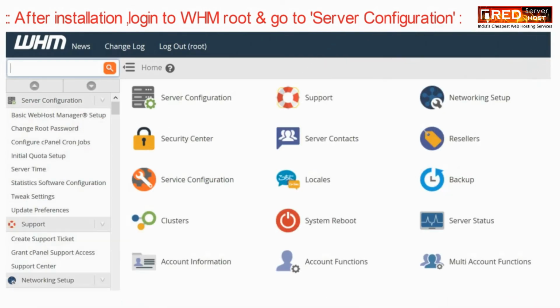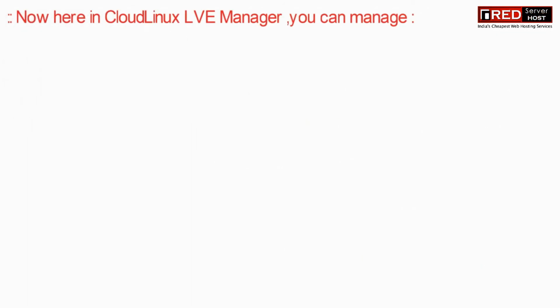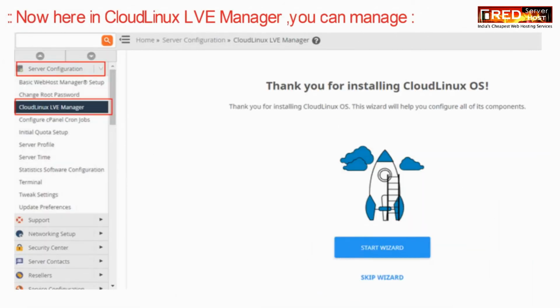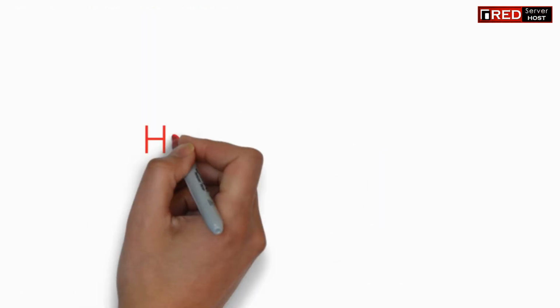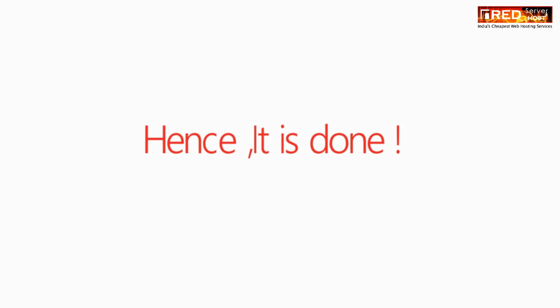After the installation is completed, log into WHM root and then go to server configuration. Now here, inside CloudLinux LVE manager, click on Start Wizard. Hence the installation is completed.